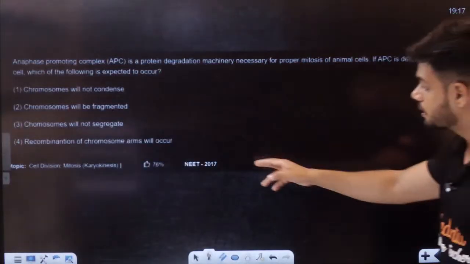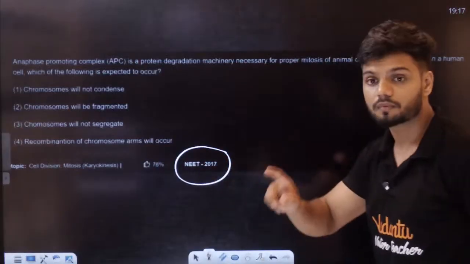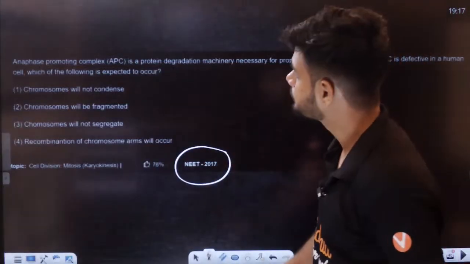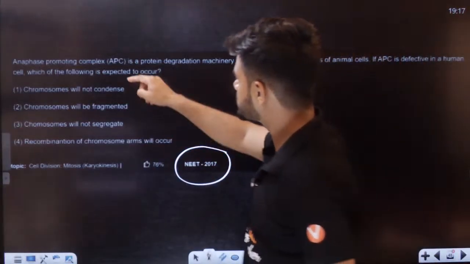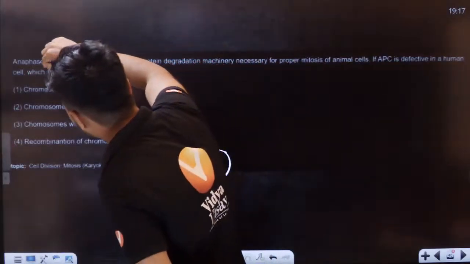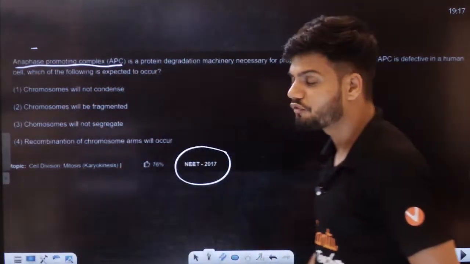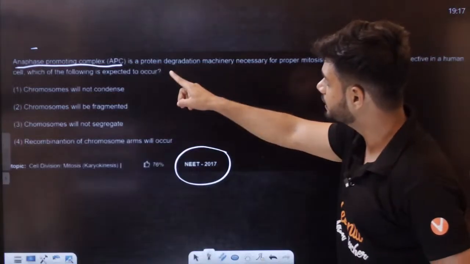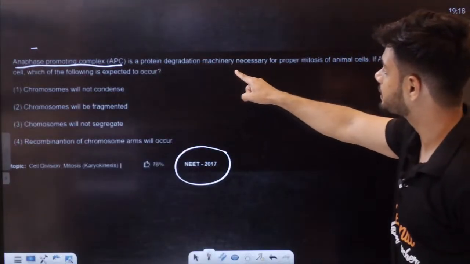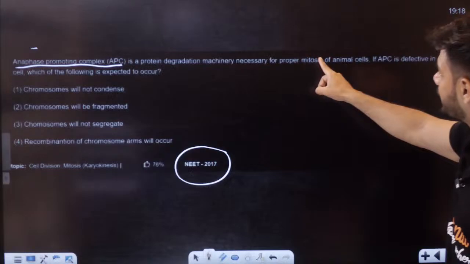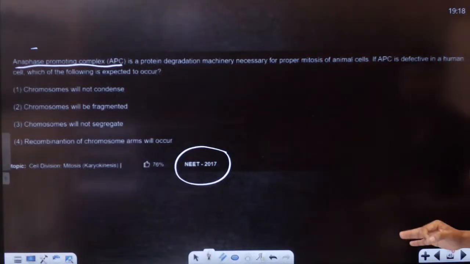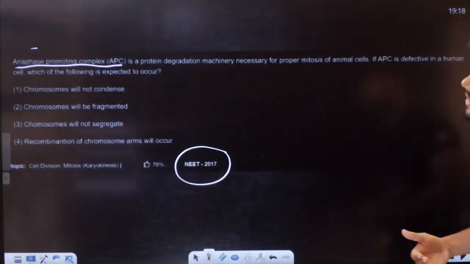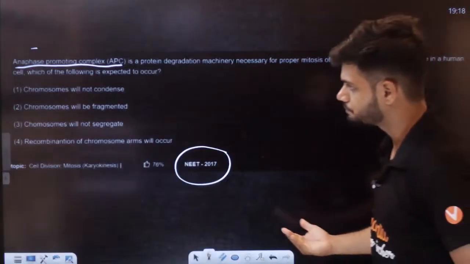And now, students, NEET 2017 question. Anaphase promoting complex. Did we learn this today? Anaphase promoting complex is a protein degrading mechanical machinery necessary for proper mitosis of animal cell. If APC is defective in human cells, which of the following is expected to occur?